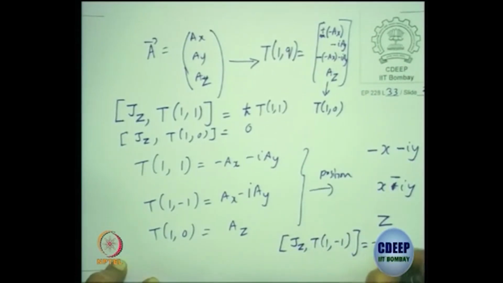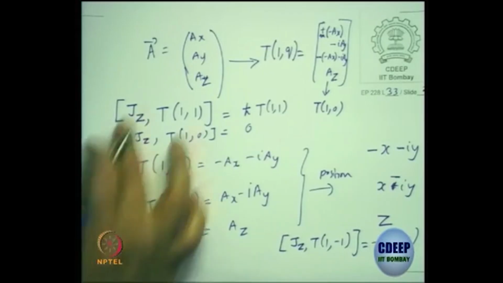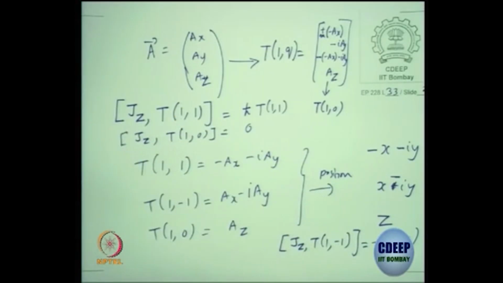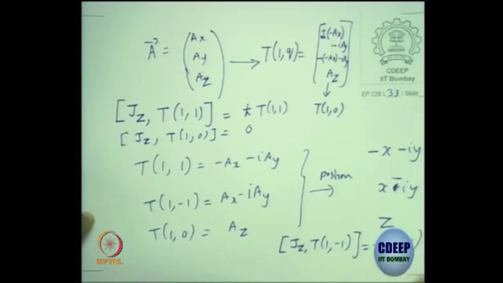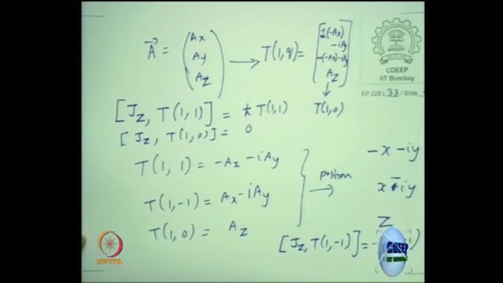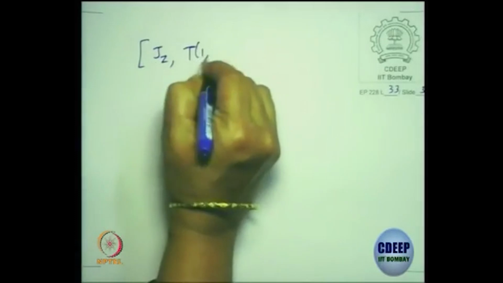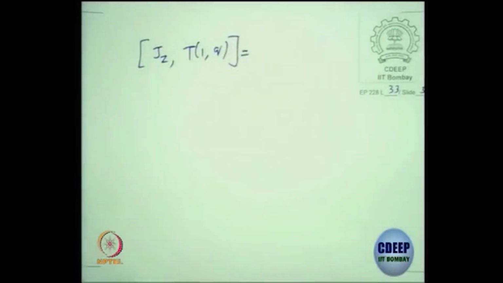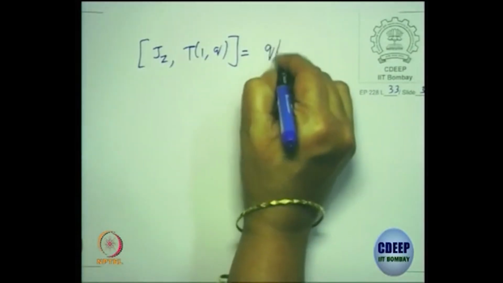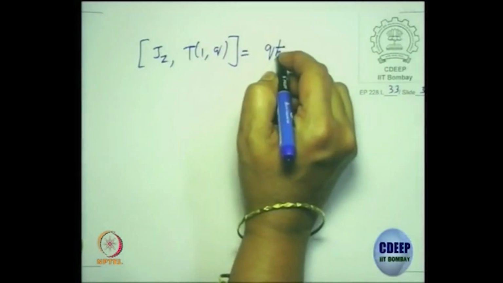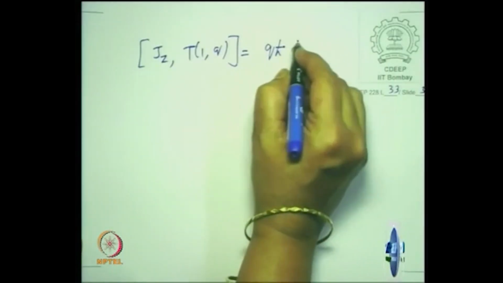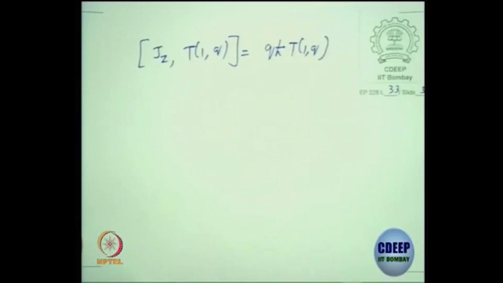Minus H cross 1 minus 1. Correct? Is that right? So can we write this compactly? We have 3 data here. So can I write this as, tell me how do I write this compactly? J_Z on T(1,Q) will be Q H cross T(1,Q). Anything wrong?